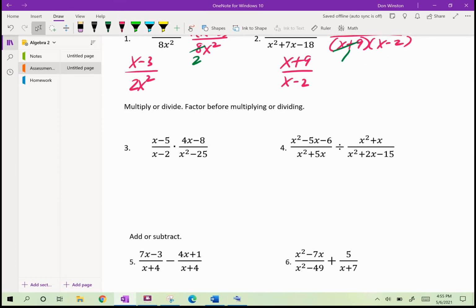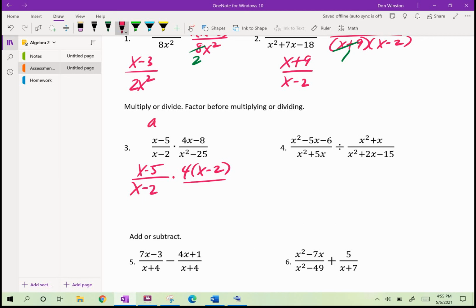The next one here, I could cancel out. Well, let me factor first here. So I have x minus 5. Nothing to factor there, I'll just rewrite it. Times, but I can factor out a 4 in the numerator for the first fraction. So that would be 4 times x minus 2. And then x squared minus 25, that's the difference of squares.